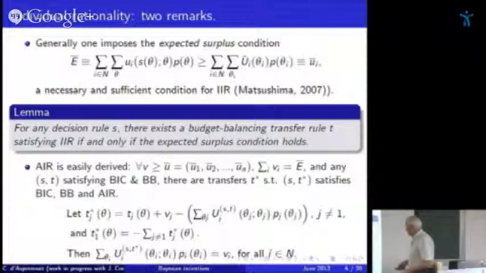A second remark is that ex ante individual rationality is easily derived. If you have a mechanism that satisfies Bayesian incentive compatibility and budget balance, you can always design new transfers that will give you, in addition, ex ante individual rationality. This is the construction that you can do. Suppose U bar i is this ex ante level of utility.